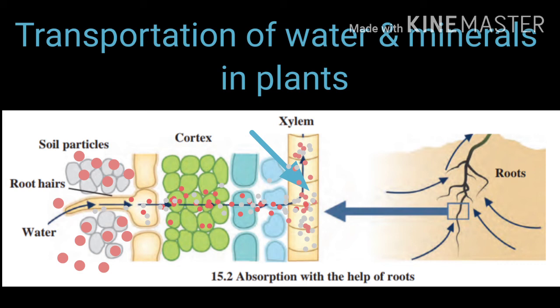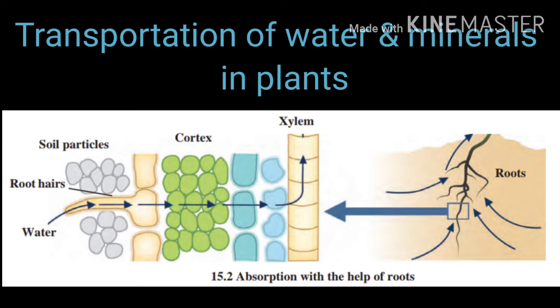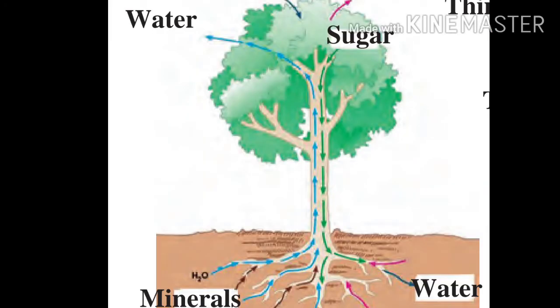This column of water is continuously pushed ahead, which is sufficient to lift water up in shrubs, small plants, and small trees. And the combined effect of both, that is transpiration and root pressure, helps water and minerals to reach the tall plants too. We all have wondered how these plants get water. So this was it about the transport of water in plants.